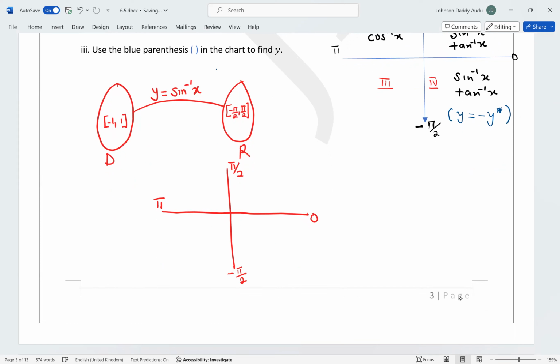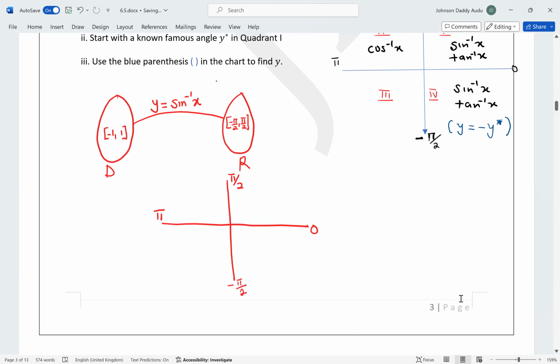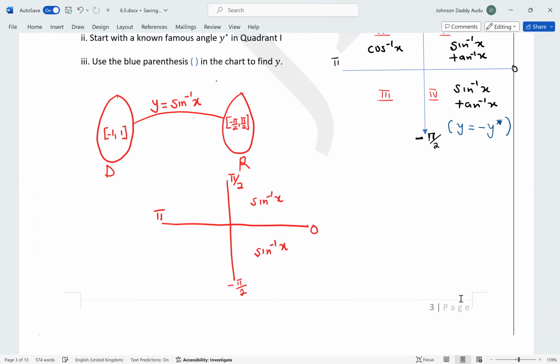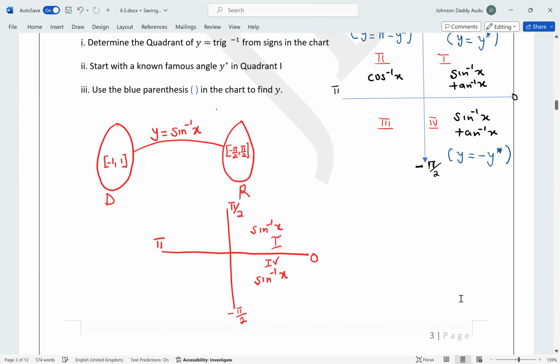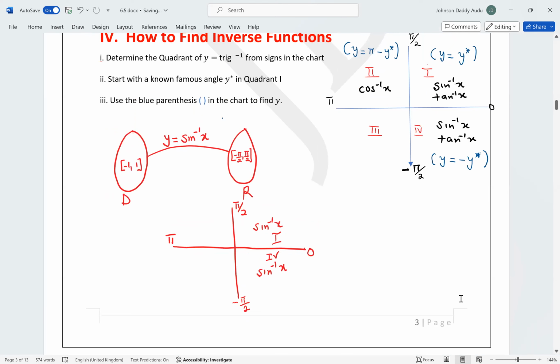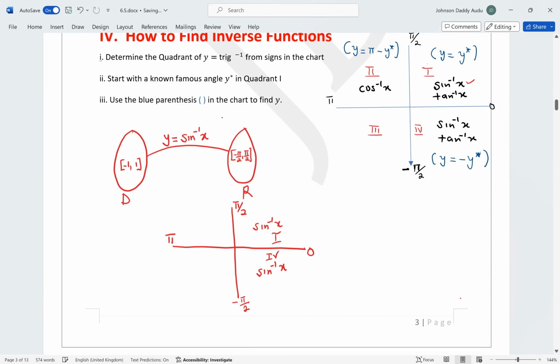So sine inverse, for any x, you can find either in this quadrant or in this quadrant. For any value of x in the domain, your y is going to be between -π/2 and π/2, which is either this or this. So it will be either in the first or in the fourth quadrant. That is why you see in this chart that sine inverse could be in the first quadrant, and it could also be in the fourth quadrant. This is the reason, because of the range.